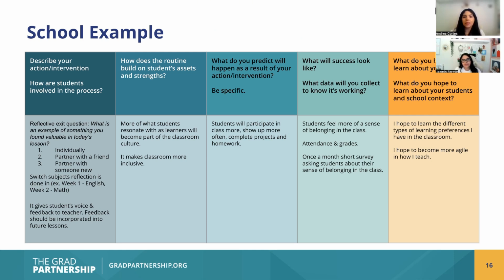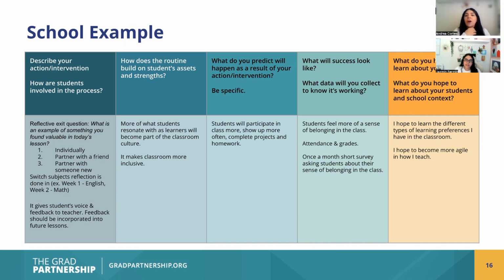Through their root cause analysis, they identified that students' sense of belonging, particularly their sense of belonging as learners, is a root cause as to why students weren't engaging in the class or weren't getting the grades that the teachers were hoping for. So after this team engaged in that data review, that data conversation, and that root cause analysis, this is the action that they designed. They decided to create a reflective exit ritual in their class. The question that they were asking students is, what is an example of something you found valuable in today's lesson?